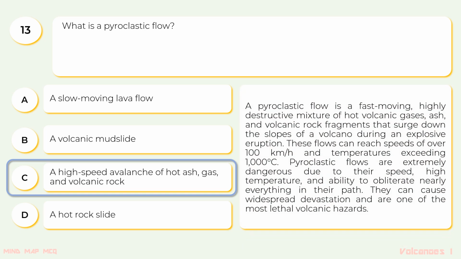A pyroclastic flow is a fast moving, highly destructive mixture of hot volcanic gases, ash and volcanic rock fragments that surge down the slopes of a volcano during an explosive eruption. These flows can reach speeds of over 100 km per hour and temperatures exceeding 1000 degrees Celsius. Pyroclastic flows are extremely dangerous due to their speed, high temperature, and ability to obliterate nearly everything in their path. They can cause widespread devastation and are one of the most lethal volcanic hazards.